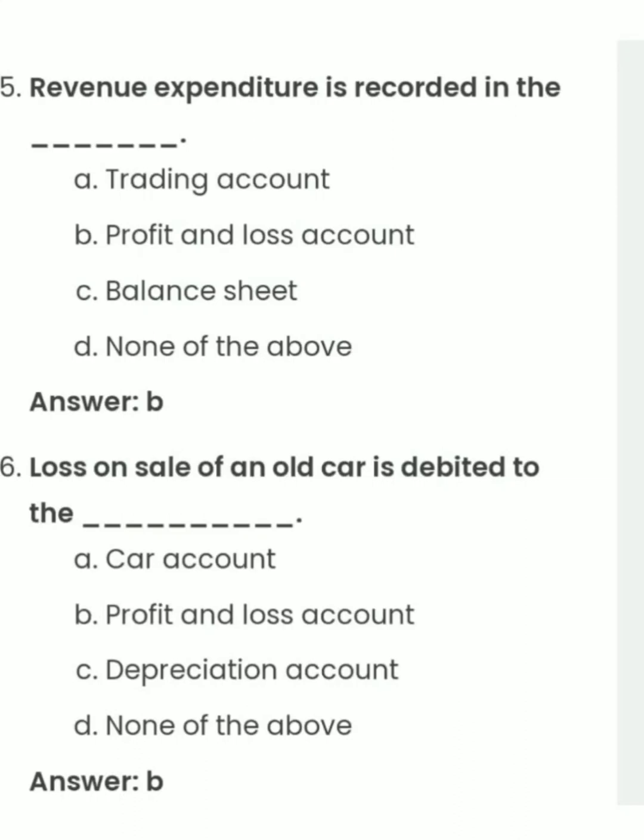Suppose the question is, capital expenditure is recorded in the dash. Then option C, balance sheet, is correct. But here the question is, revenue expenditure is recorded in the, so option B, profit and loss account, is correct. The next question, loss on sale of an old car is debited to the, option B, profit and loss account. Because it is not related to manufacturing, it is a non-operating expense, which we can also call an indirect expense.